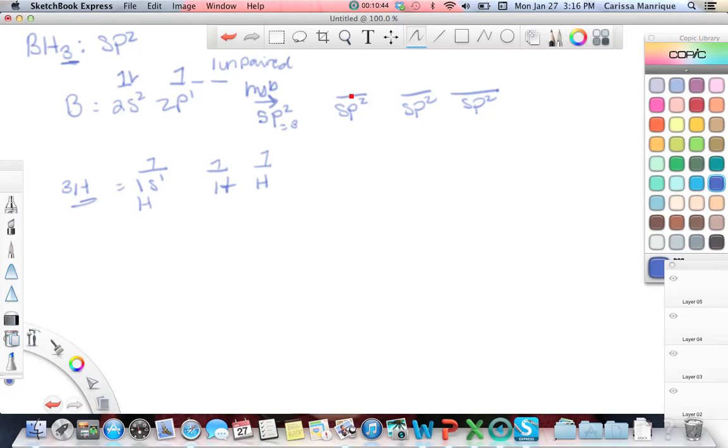Okay, now how many valence electrons in boron? 3. So it'd be 1, 2, 3. Now it works perfectly. Now this sp2 orbital has combined together to increase the electron density, or like the unpaired electrons. So now it can bond with the 3 hydrogens efficiently. Okay, so that's why BH3 is sp2.